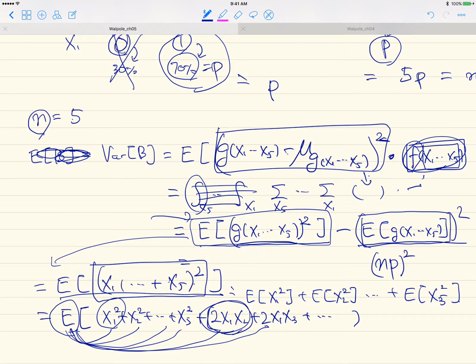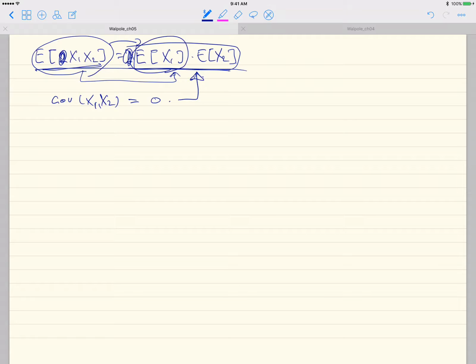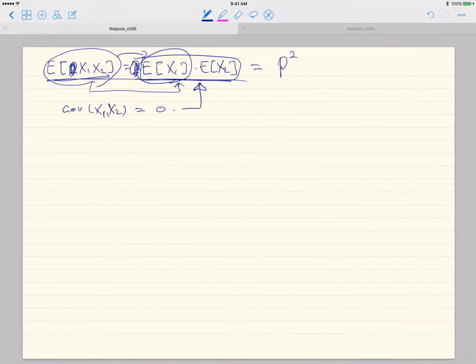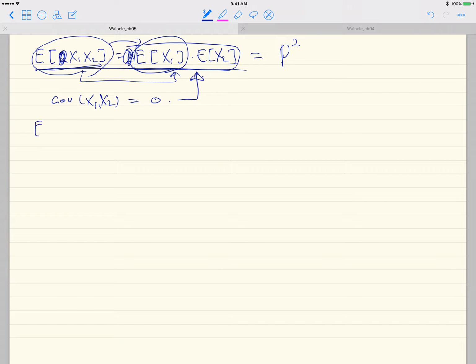Then these will be from here. What is this value? This will become p, right? So it should be p squared. Then what about the first part? So E of x1 squared, what is the expectation of this?